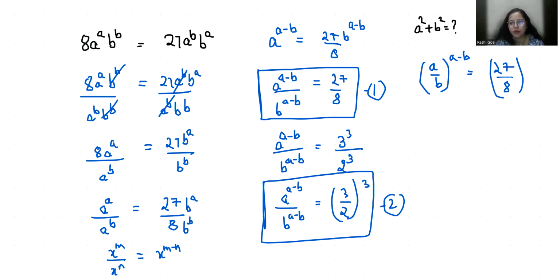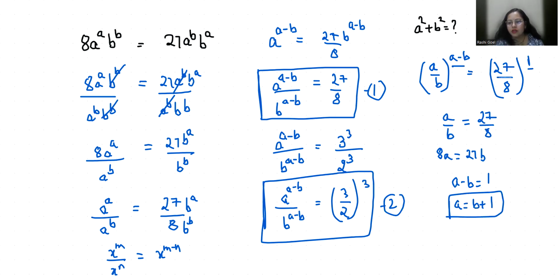Now if we compare both sides, a by b is equal to 27 by 8, so we can say that 8a is equal to 27b. And from the powers, if we compare, a minus b is equal to 1. So a is equal to b plus 1. Now put the value of a here. So 8 times (b plus 1) is equal to 27b. So 8b plus 8 is equal to 27b.